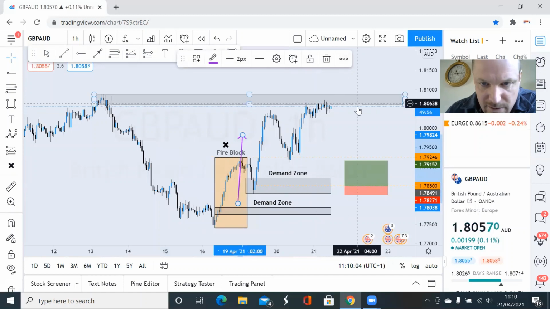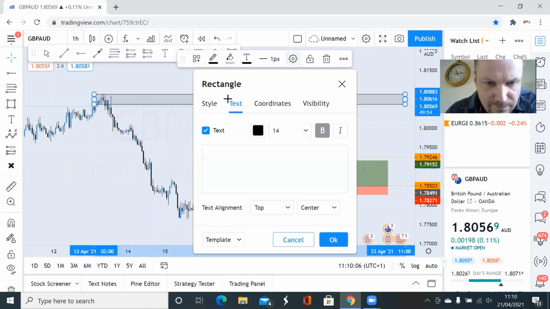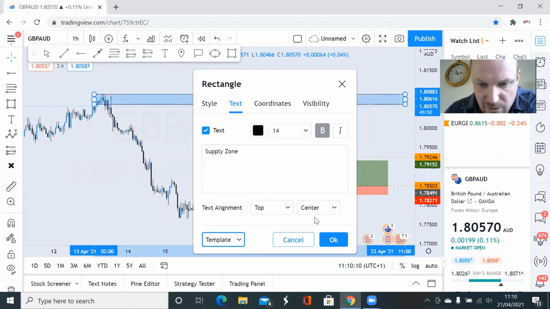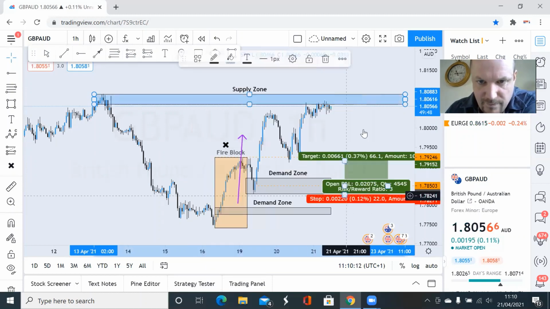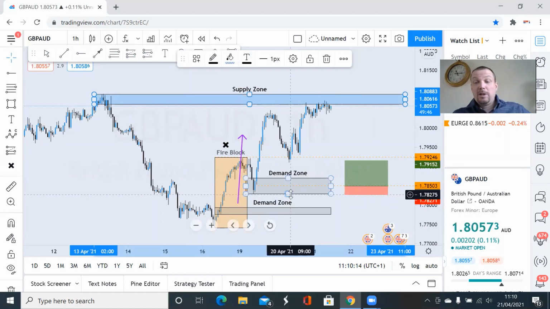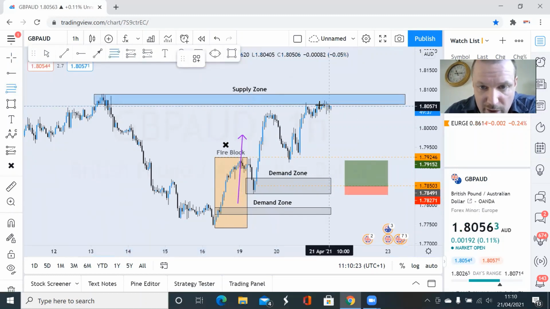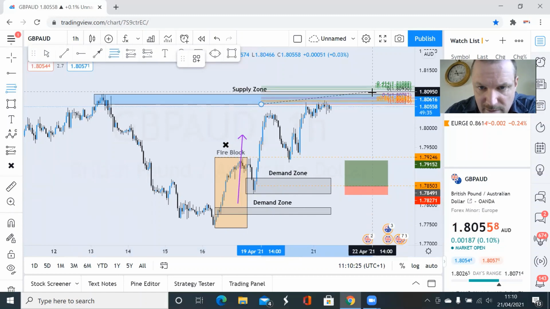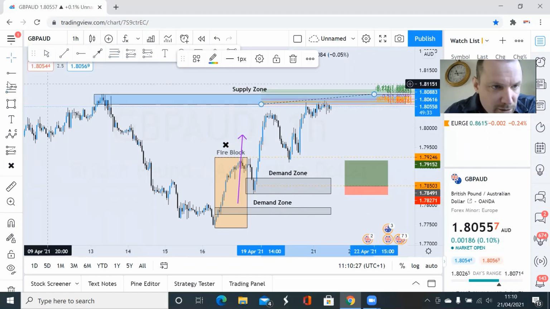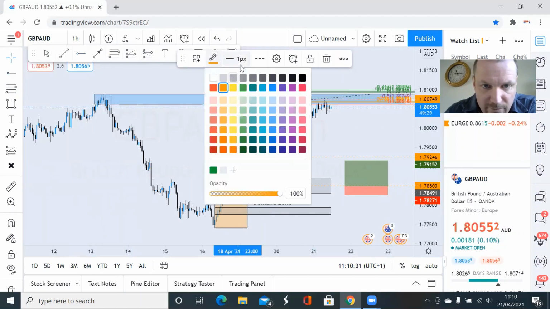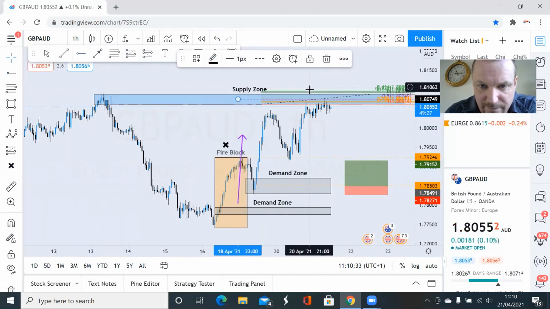That's the arrow. I don't want to save the arrow. We've got a supply zone. Okay, so we've got the demand on the bottom, supply on the top. So the floor is the demand, the ceiling is the supply. So as you can see, we're starting to come in to look for these contract areas, and I'm just going to make that one black.